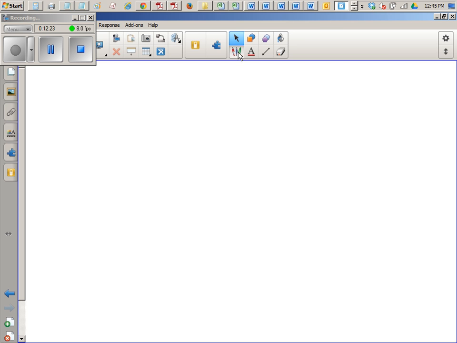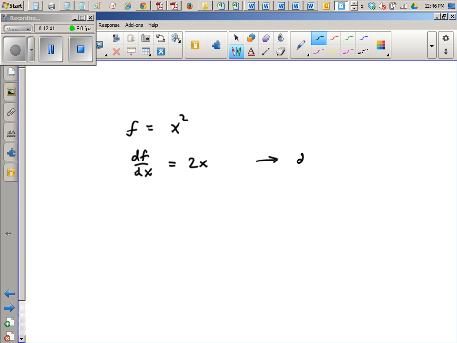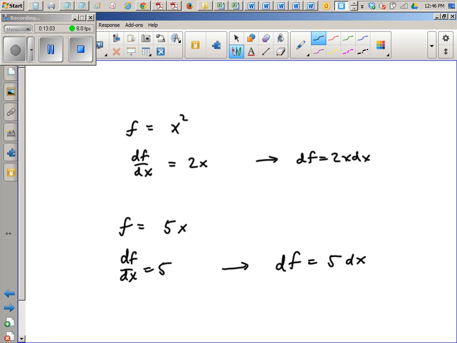Okay, so let's just talk for a second longer about those last few comments we made. So we know that if you have a function like f of x equal to x squared, we know that df dx is equal to 2x. But what we're saying today is that we can also write this now as df equals 2x dx. Or if you had something like f is equal to 5 times x, df dx, of course, is just 5. But we can write this now as df is equal to 5 dx. So we're moving the dx over, you could say.